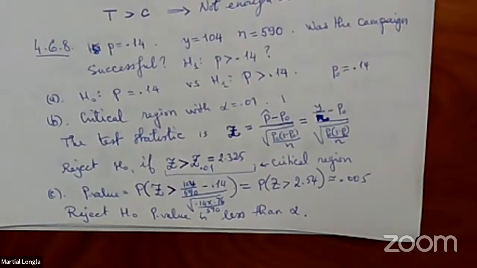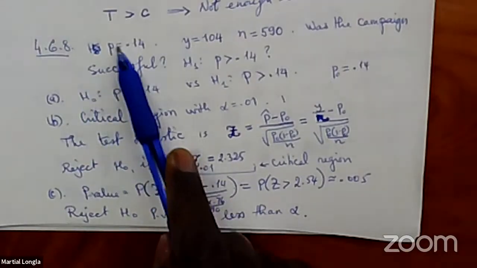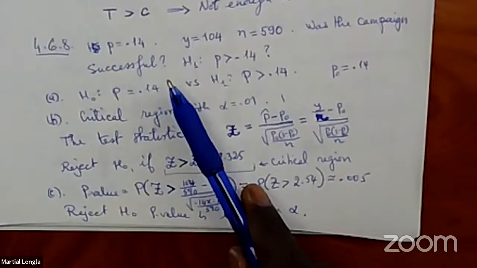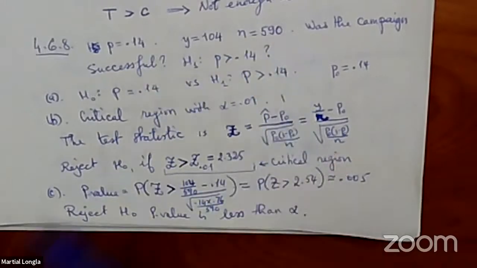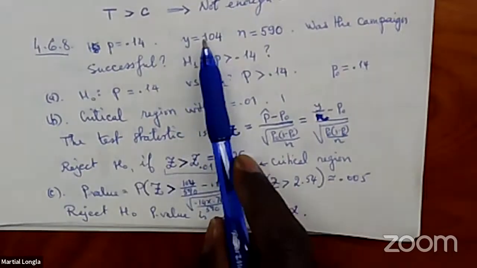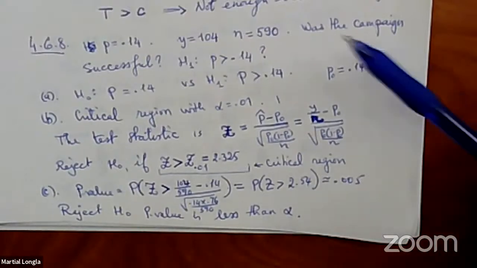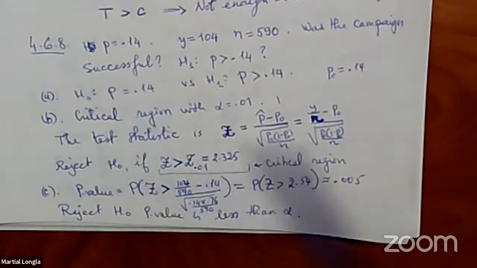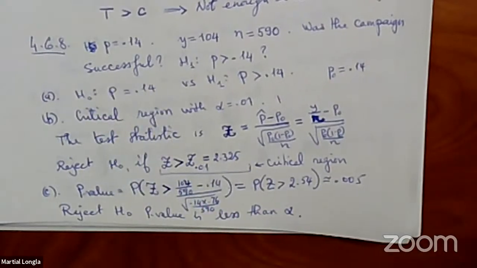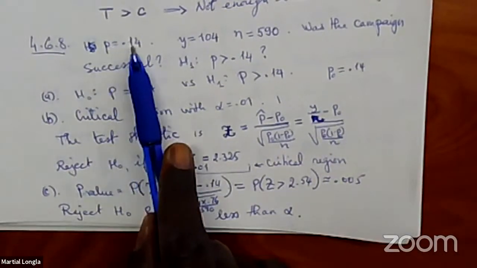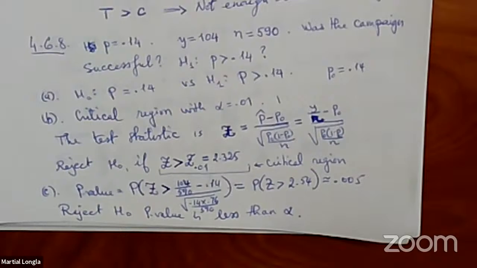Now, the second question is about proportions. There is a belief that a proportion is equal to 0.14. You run 590 experiments independently and record 104 successes. And the question is, was this campaign successful? And the goal of the campaign was to make sure that P is larger than 0.14.